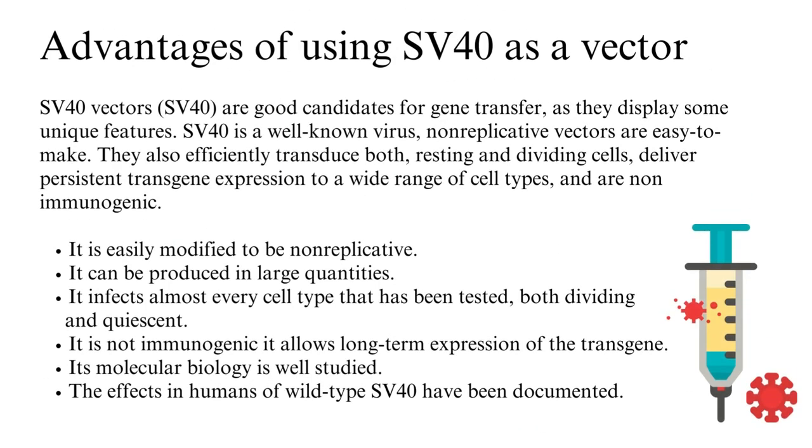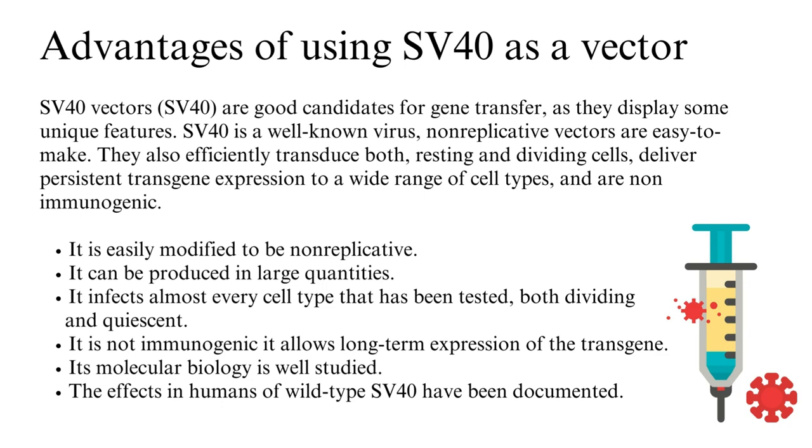Advantages of using SV40 as a vector. SV40 vectors are good candidates for gene transfer, as they display some unique features. SV40 is a well-known virus. Non-replicative vectors are easy to make. They also efficiently transduce both resting and dividing cells, deliver persistent transgene expression to a wide range of cell types, and are non-immunogenic. It is easily modified to be non-replicative.